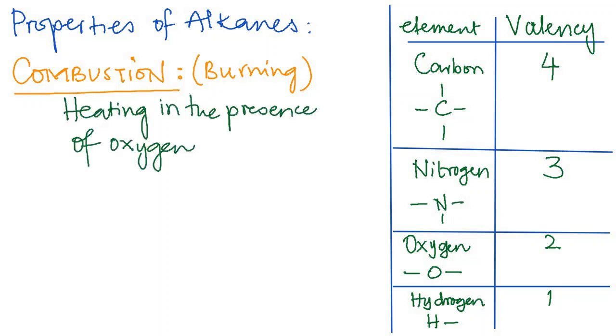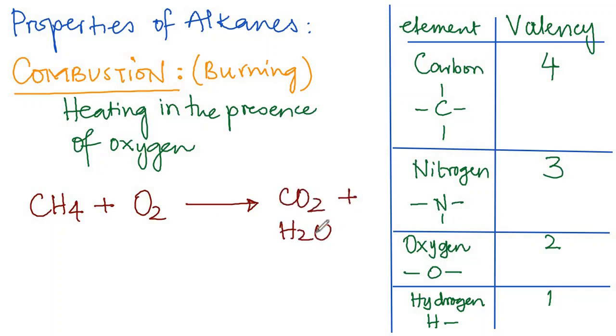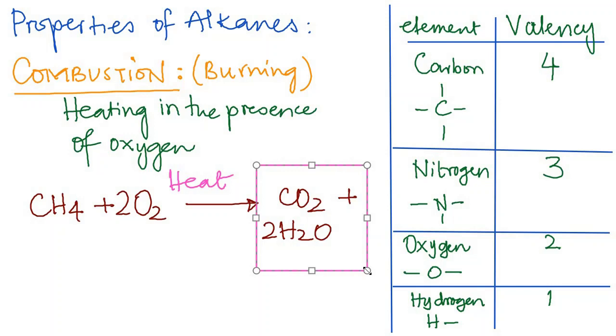So remember that whenever methane reacts with oxygen and you heat it, the reaction always ends up in the formation of carbon dioxide and water. In order to balance, we have to put a 2 before water and a 2 before oxygen. Now the equation is balanced. We have to heat this in order for the process of combustion to take place. So combustion always produces carbon dioxide and water. Always write down a balanced chemical equation.